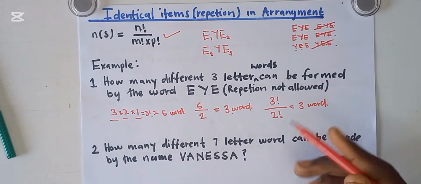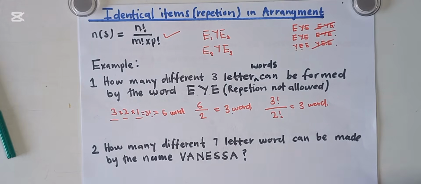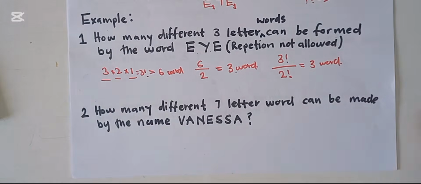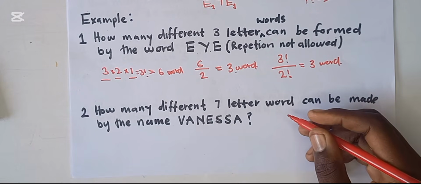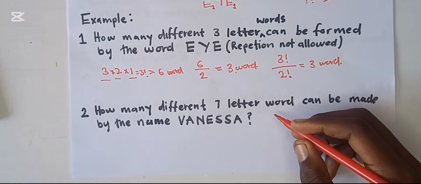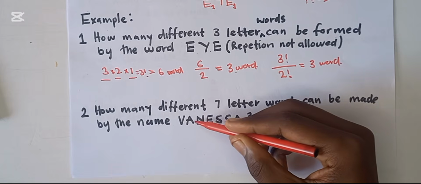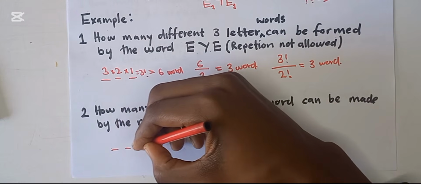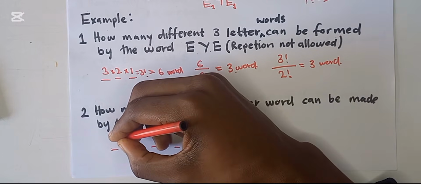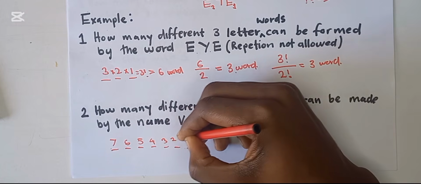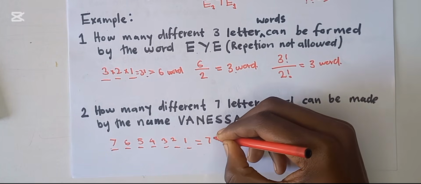Let's take a look at a different example so that you can understand this. So consider the word Vanessa here. They ask: how many different 7-letter words can be made from the name Vanessa? I'm sorry, Vanessa, it's just an example. Don't take it personally. How many words can we create from the letters of Vanessa? We can see the number of letters is 7. You can just say 1, 2, 3, 4, 5, 6, 7, and then we're going to have 7, 6, 5, 4, 3, 2, 1.